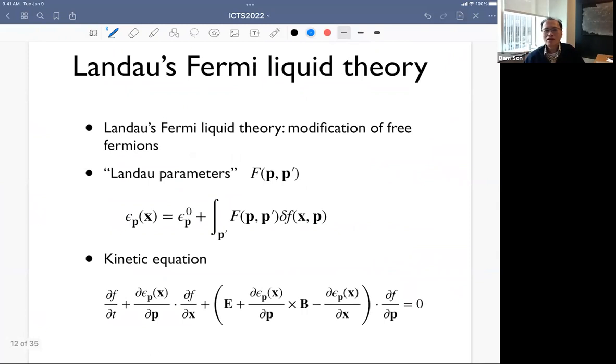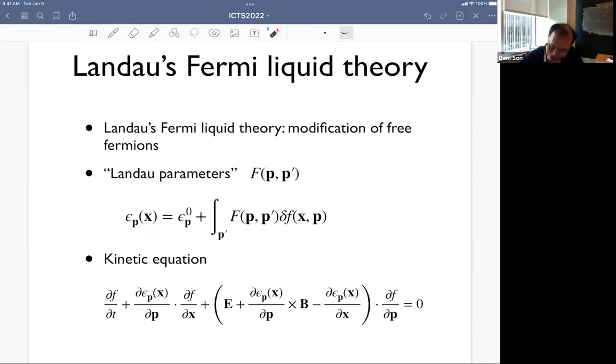Landau's Fermi liquid theory is the next improvement on the free theory. In Landau's Fermi liquid theory, we have an ingredient that comes from the interaction between our original particles, called the Landau parameter. In Landau Fermi liquid theory, the modification boils down to the dependence of the energy of the quasi-particle carrying momentum p at the point x.